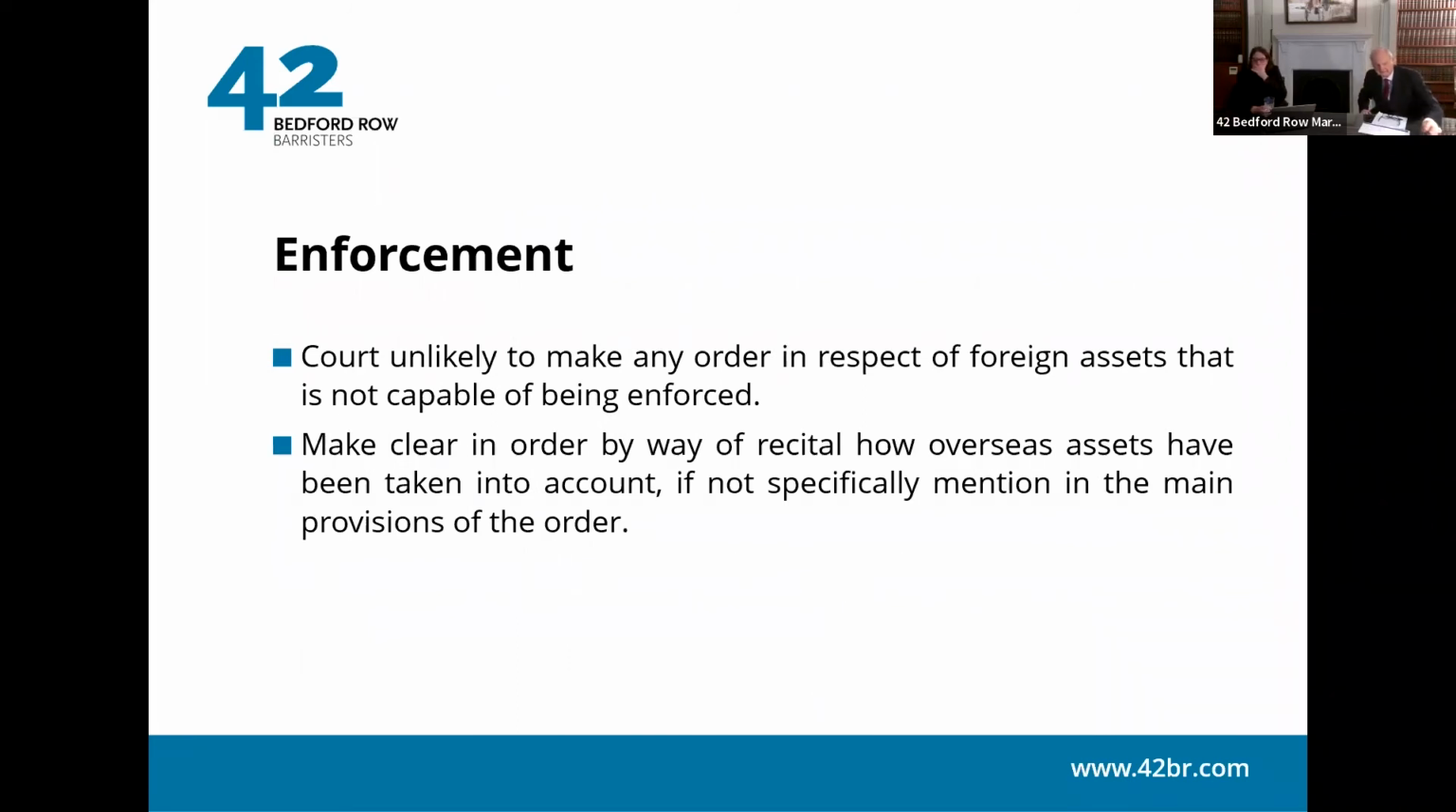Yes, of course, we end with enforcement in a sense, but of course it's where one really needs to begin, because the court is unlikely to make any order in respect of foreign assets that is not capable of being enforced. And that's the issue that is very important, and is going to be proportionate to the time and money spent on the case, as whether at the end of the day, discussion on the assets that are overseas can really be worthwhile or not.